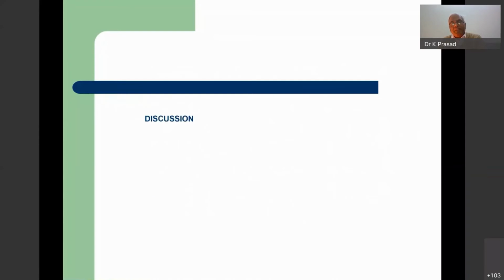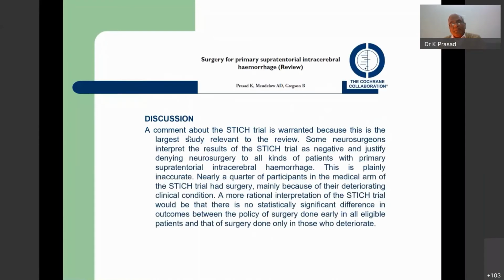And if you see, Mendelow is a co-author, where we wrote some neurosurgeons interpret the results. He himself is a neurosurgeon. So we said they misinterpret the STICH trial as negative and justify denying neurosurgery to all kinds of patients with primary supratentorial intracerebral hemorrhage. This is plainly inaccurate. And then we gave reasons. So basically, people got convinced.